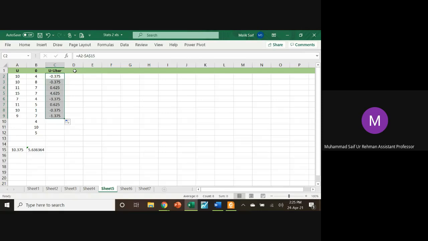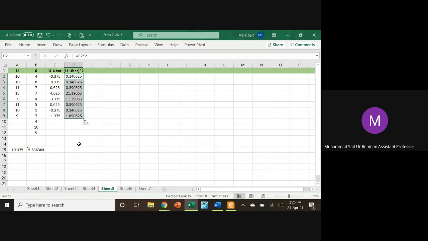And then you are interested in having the square of this, because the sum of these values will equal 0. So we are not interested in this. We are interested in taking the square of this. So U minus U bar, caret square. So now take the square of all these values, equal to this value caret 2. This is the answer, and then again drag it down up to this point.